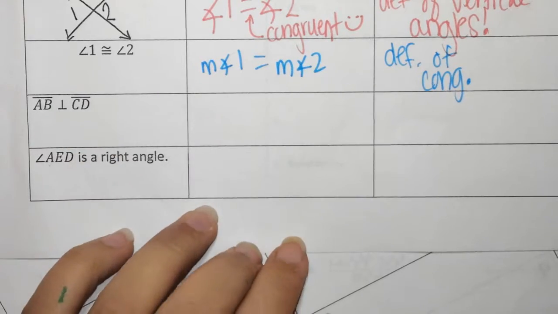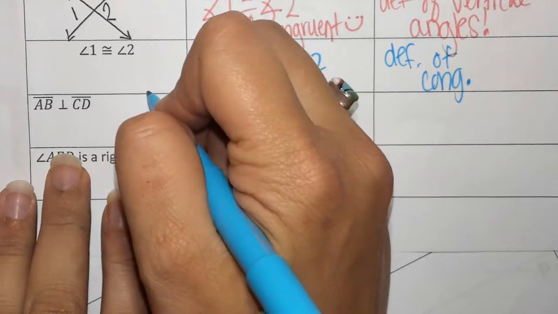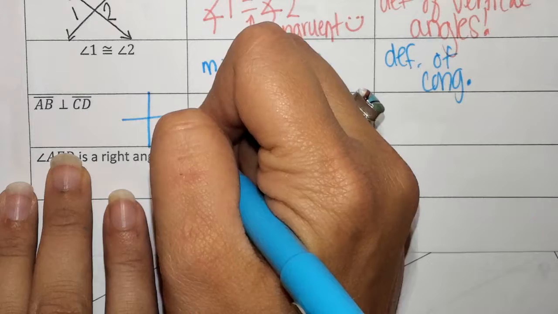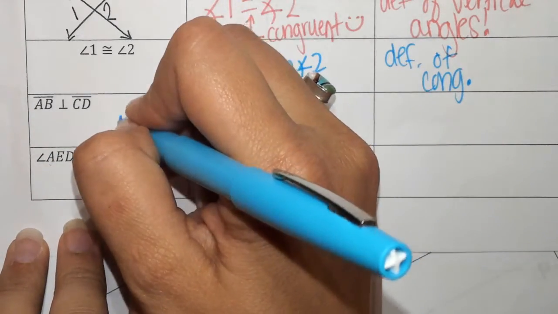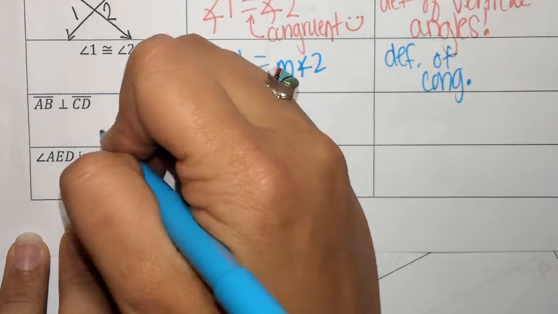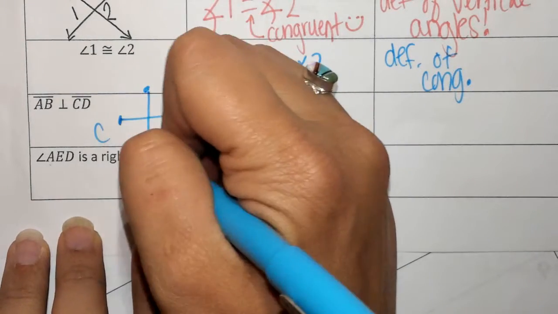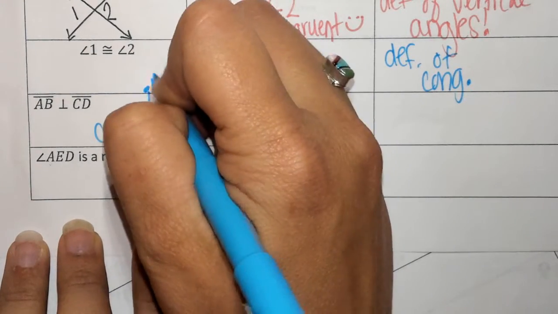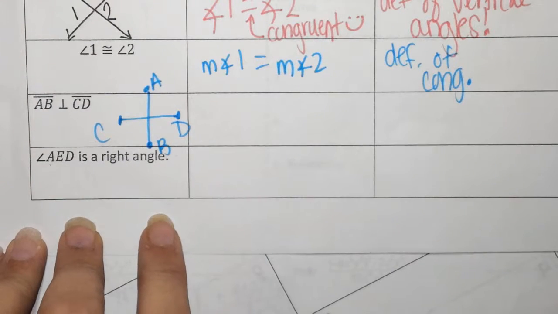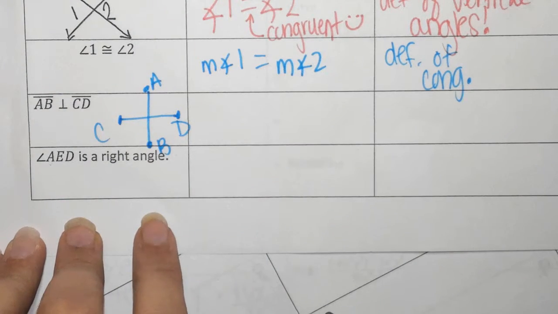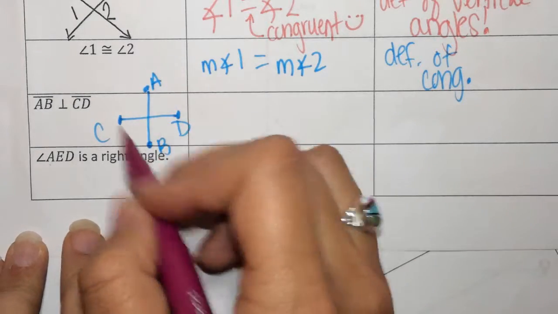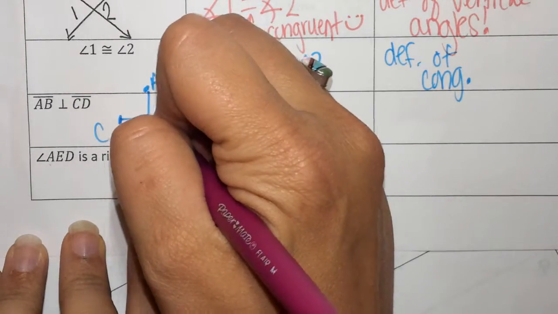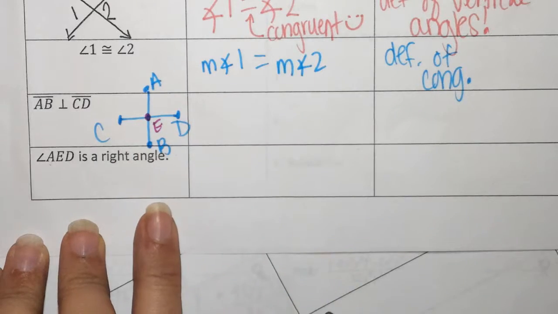So, what does it mean if 2 lines are perpendicular? Let's draw this. What does it mean if they're perpendicular? No. They are right angles. Hallelujah. So these two are perpendicular to each other. They intersect right here at E.